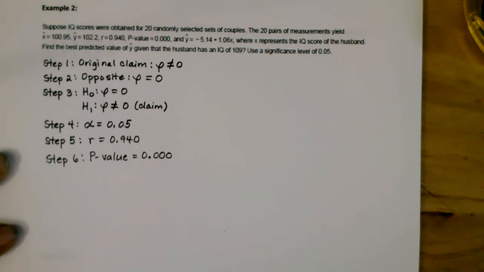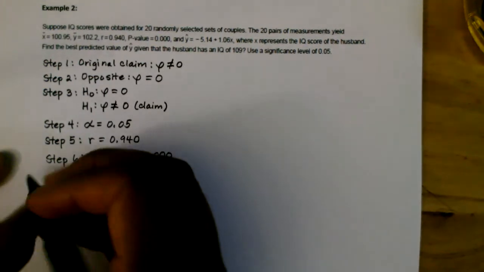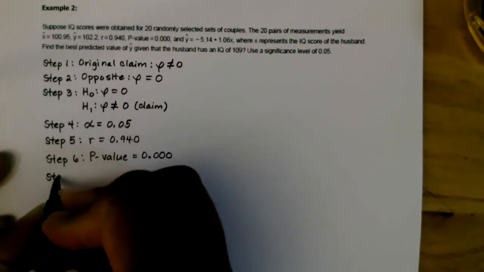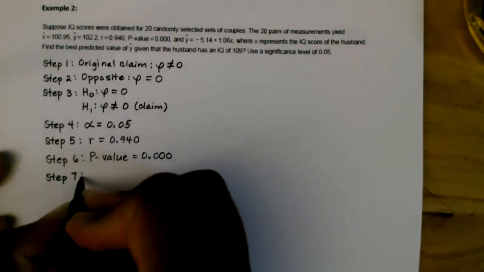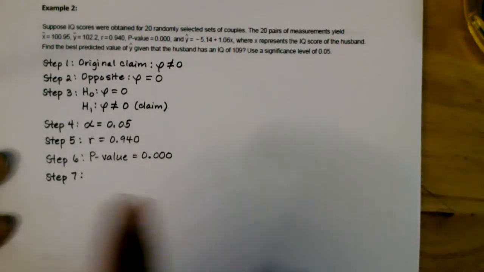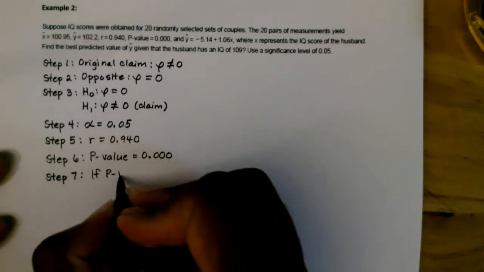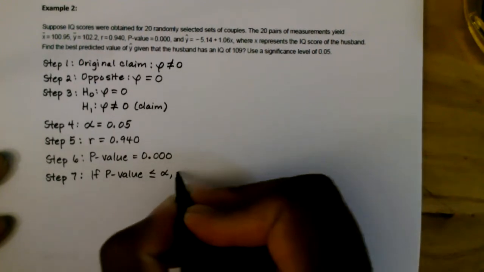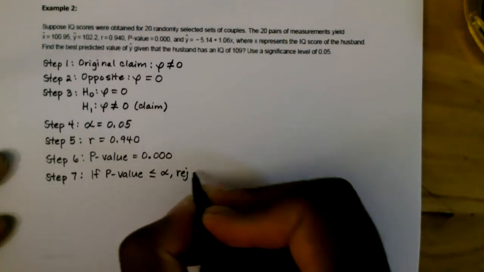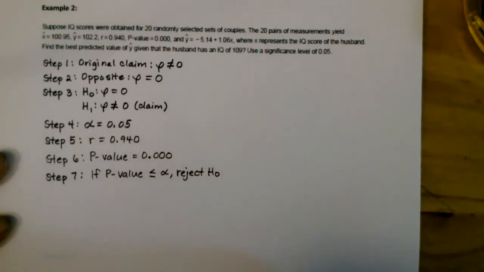Well, the p-value is a really small number, so they only rounded to 3 decimal places. All right, step number 7 is the decision rule. Since we're given the p-value, we need to compare the p-value with our level of significance. If the p-value is less than or equal to alpha, your level of significance, you'll reject the null hypothesis.